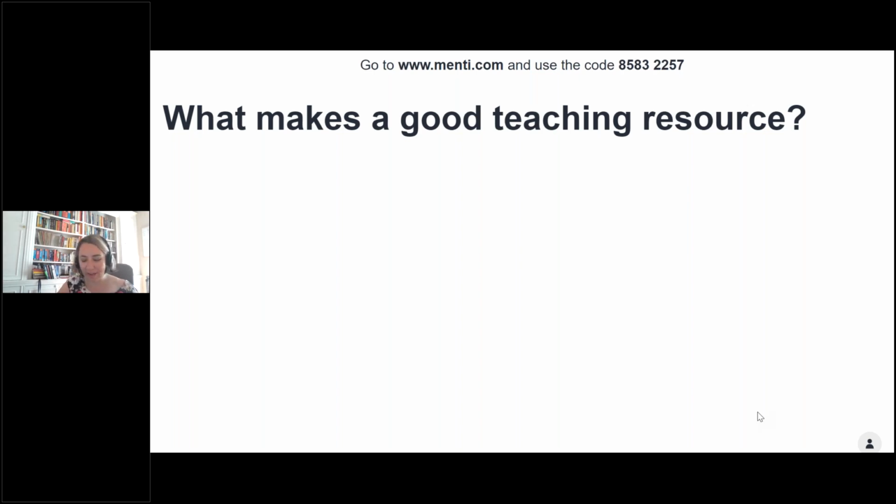Again, the code should be the same on your Mentimeter. It might still be open on your browser if you're lucky. If not, you can put it in again. But what do you think makes a good teaching resource?